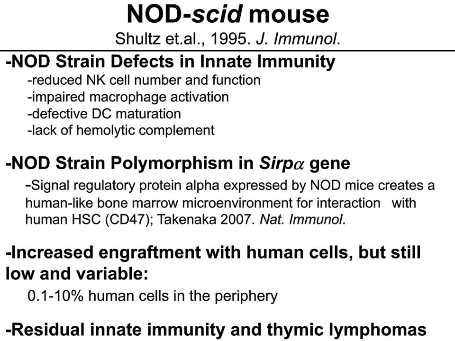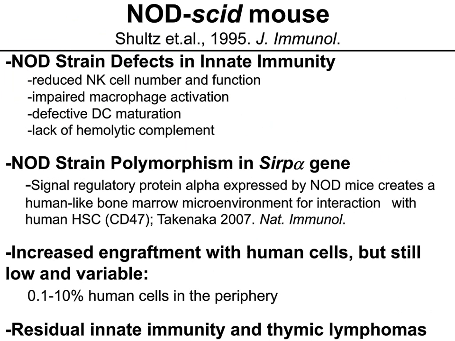The NOD strain also has a polymorphism in the signal regulatory protein alpha gene that creates a more human-like bone marrow microenvironment for interaction with human hematopoietic stem cells, specifically through the interactions with CD47. The interaction between SIRP-alpha expressed by phagocytic cells in the mice and human CD47 on the NOD background sends a good don't-eat-me signal to those phagocytic cells and allows a high level of engraftment of human cells and tissues.